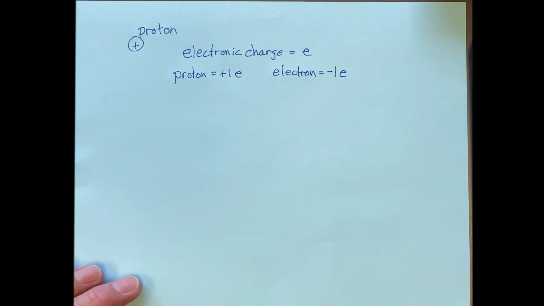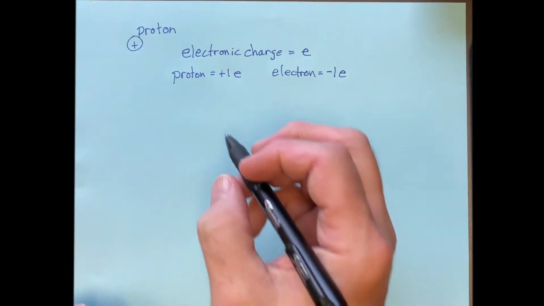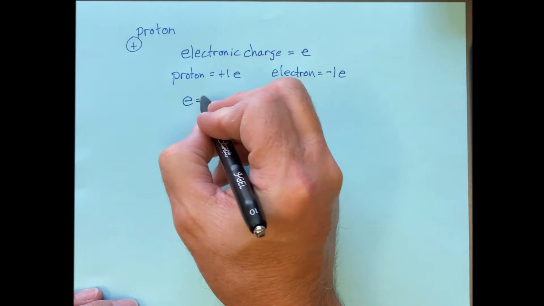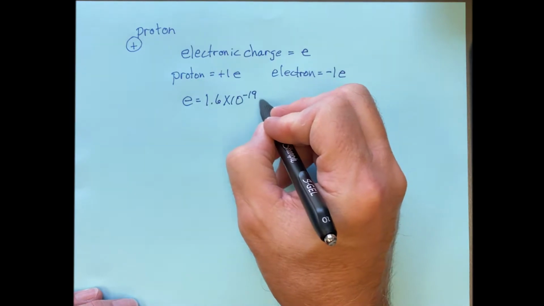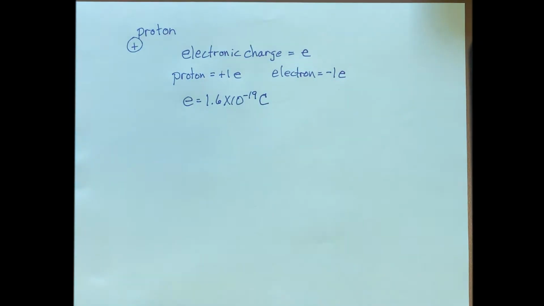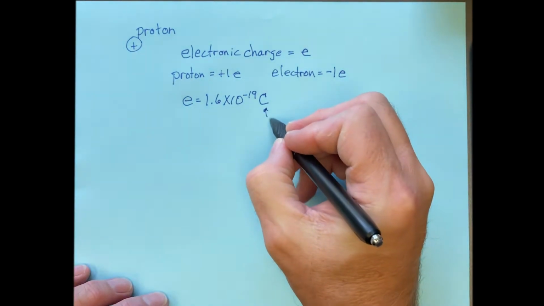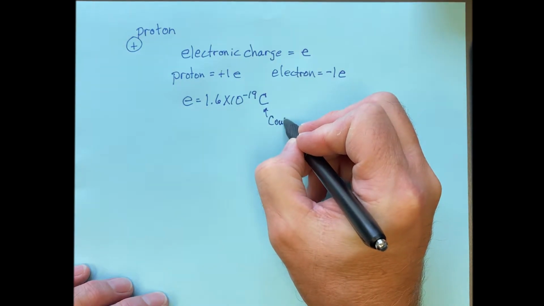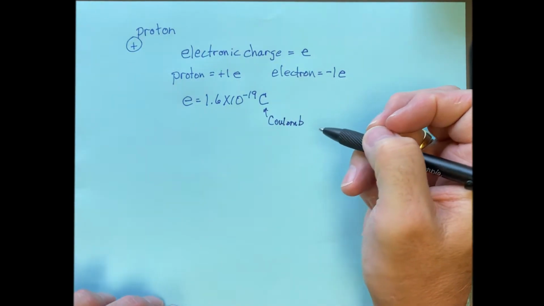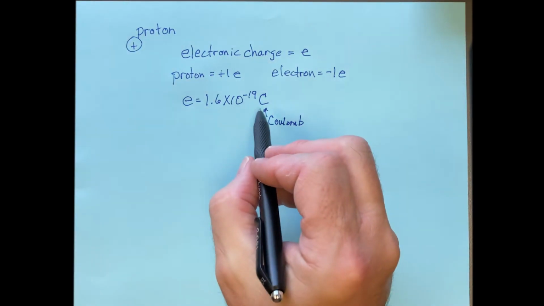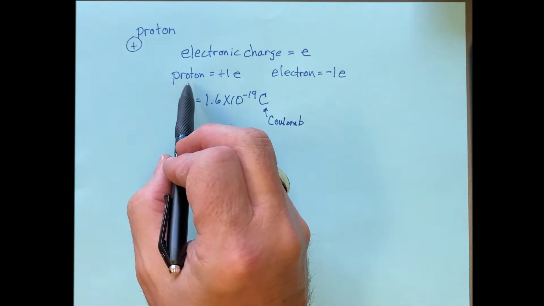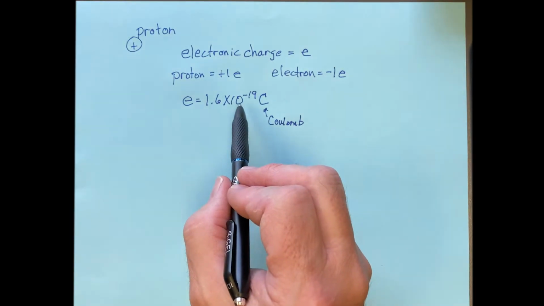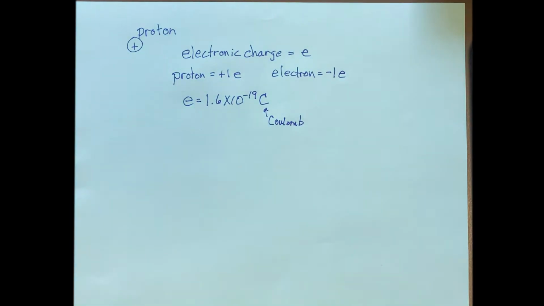Okay, well that e has a value itself. And in the SI system, e is equal to 1.6 times 10 to the minus 19th coulombs. So that capital C right there, that is the unit of charge, and it is called a coulomb. You spell that C-O-U-L-O-M-B, like that, coulomb. So 1.6 times 10 to the minus 19th coulombs, if that's positive, is the charge on the proton. Negative 1.6 times 10 to the minus 19 coulombs, that's the charge on the electron.